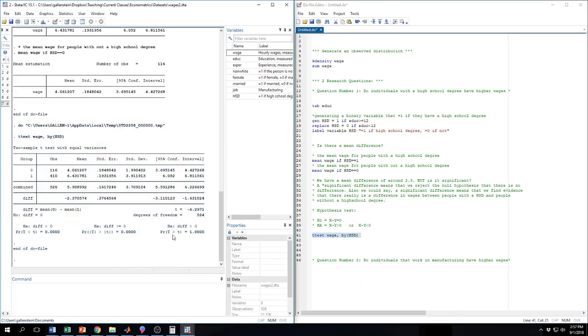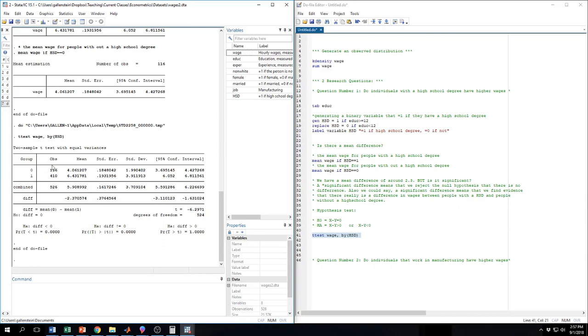There's a lot of information here. Let's go through it. Okay, so this column here says group. That means these are the different values of the HSD variable. 0: this is when HSD equals 0, which means they don't have a high school degree. 1: this is when HSD equals 1, which means that they do have a high school degree.